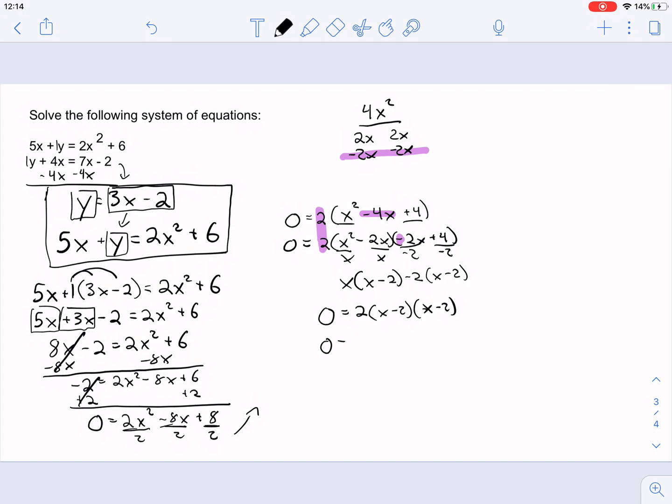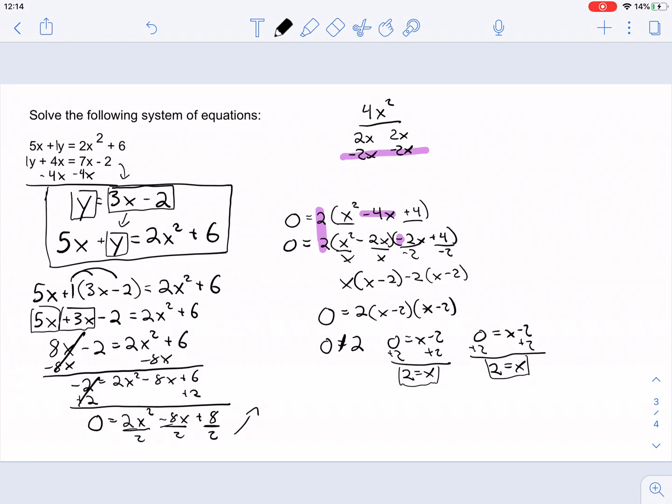Now I set each part equal to 0. 0 equals 2, 0 equals x minus 2, or 0 equals x minus 2. 0 does not equal 2, so that's not part of my solution. I can add 2 to each side here, and I get 2 equals x. Add 2 to each side here, and I get 2 equals x. Now these are the same number, so I do not have to look at them separately.